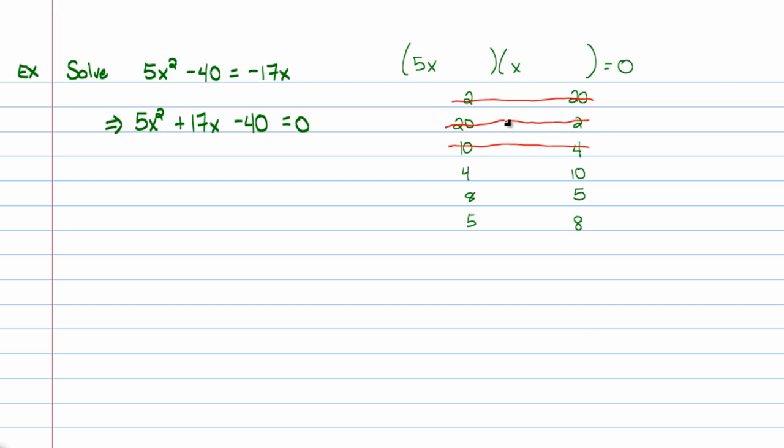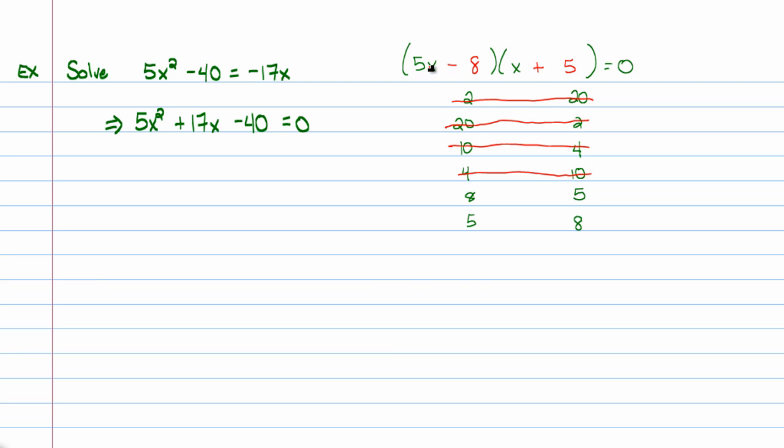5 times 10 is 50. 4 times that 1 is 4. 50 and 4 cannot be combined to get to that 17. 5 times 5 is 25. 8 times 1 is 8. So 25 and 8 actually can be combined to become 17. Let's see, negative 5. No, it'd be a positive 5 and a negative 8.